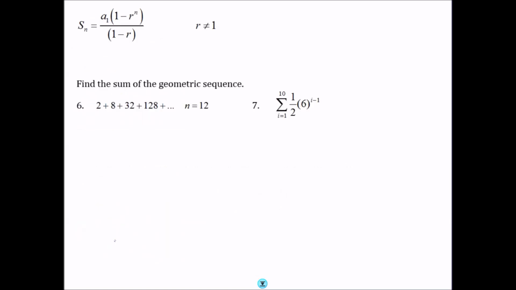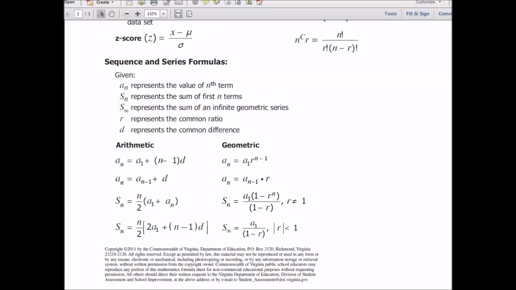So let's look at the summation formulas. We have two formulas here on our formula sheet. The first one says S sub n is to find the sum of n terms. All we need to know is the first term, r, and how many terms we're adding up.